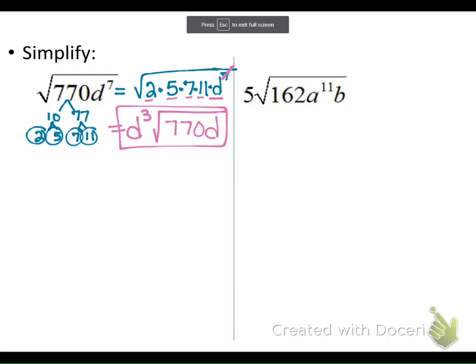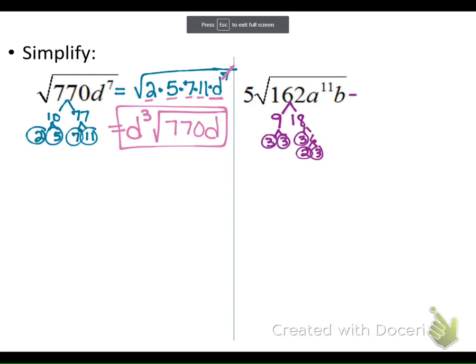All right, let's look at the next one. I have 5 square root 162, a to the 11th, and then b. First thing I do, factor my radicand. So 162, what 2 numbers can I multiply together to get 162? 18 and 9. Oh, I put my big number first. All right, for 9, we know it's 3 and 3. What about for 18? 6 and 3. Okay. And then for 6? 2 and 3.